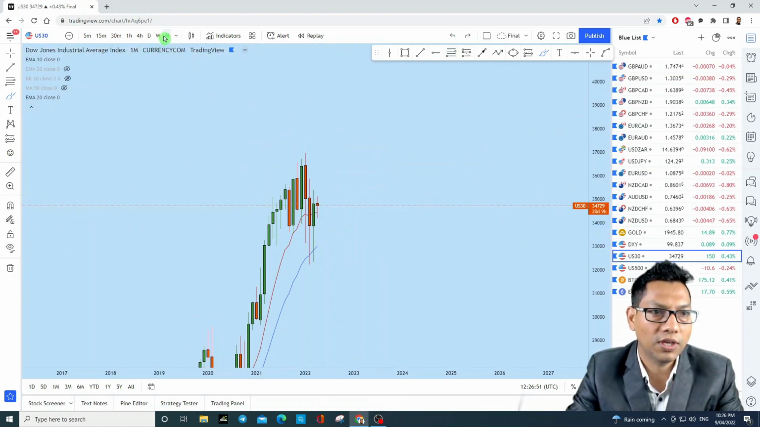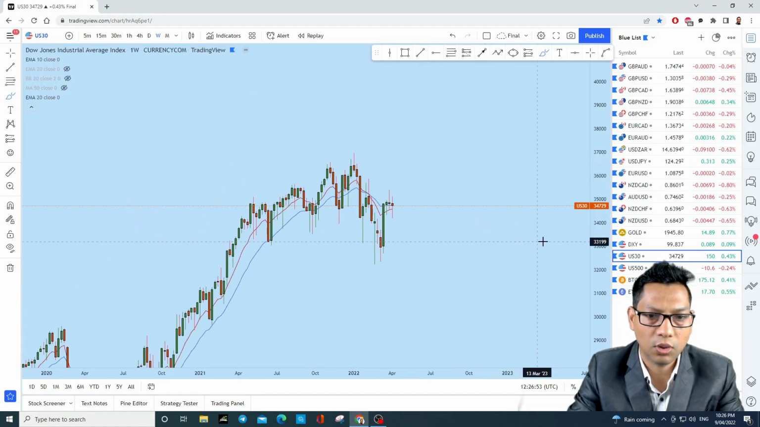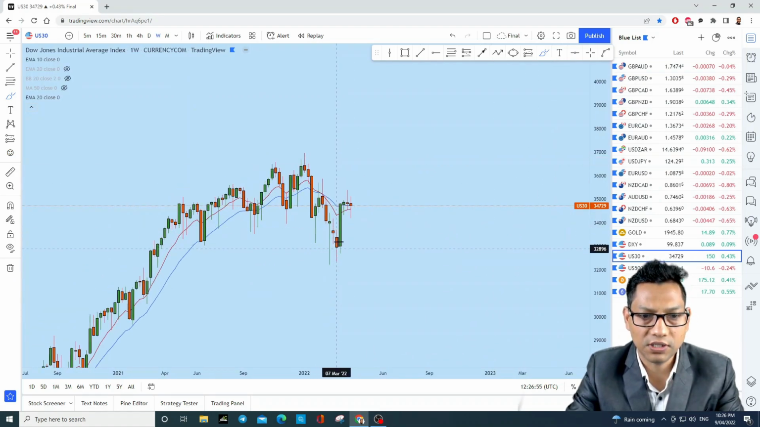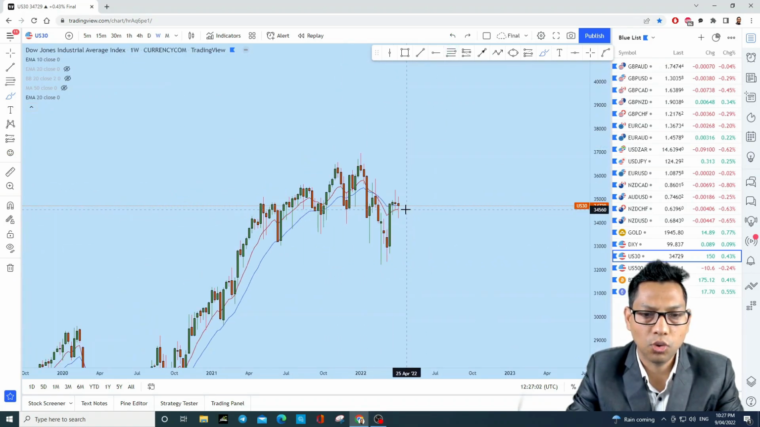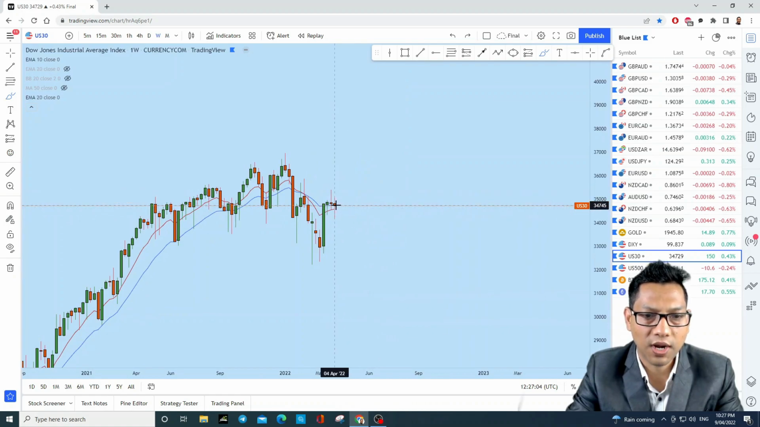So let's see how it is doing on the weekly. Now weekly, you saw that after this move to the upside, we saw two dojis created back to back. So after this doji, what I think is that it will fall further down and then rise.